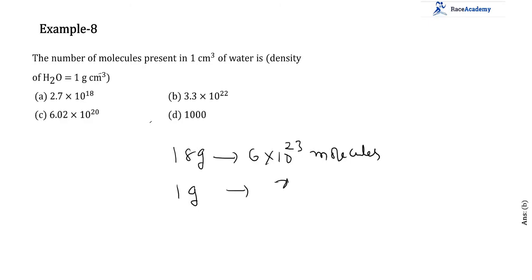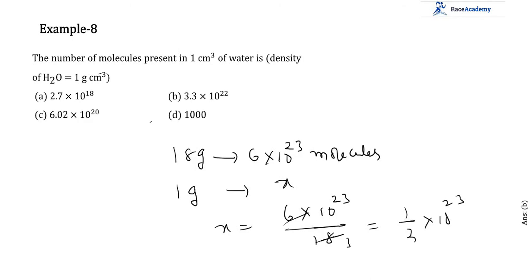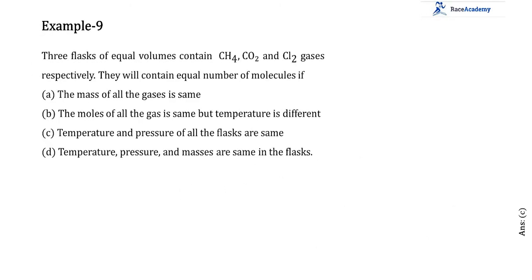Assume x number of molecules. x is equal to 6 into 10 to the power of 23 divided by 18. 6 threes are 18, so 1 by 3 into 10 to the power of 23. 1 by 3 can be written as 0.33 into 10 to the power of 23, or 3.3 into 10 to the power of 22. So this is the number of molecules present in 1 centimeter cube of water. So B option is the right option. Moving on to the next one.